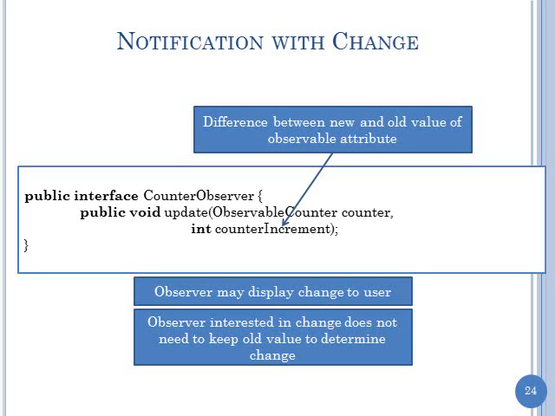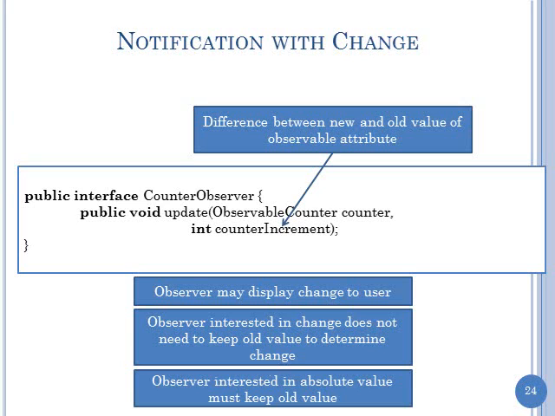The nice thing here is that if you didn't pass this increment, the observer will have to keep track of the old value and the new value and do the diff itself. Whereas here the difference is the responsibility of the model now. It's got to do more work. But then, one class does all that work, not every observer class.